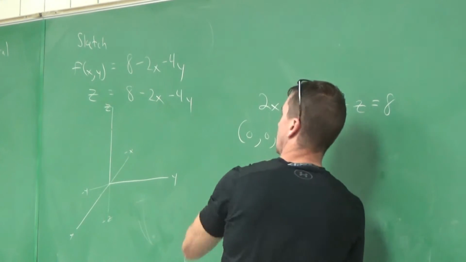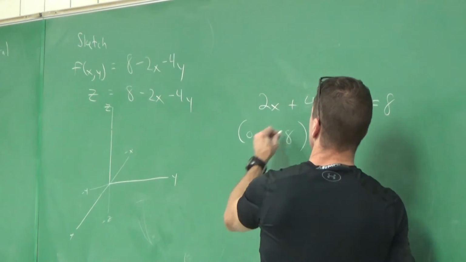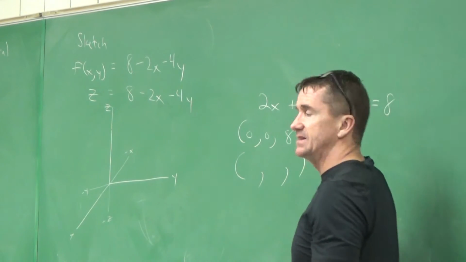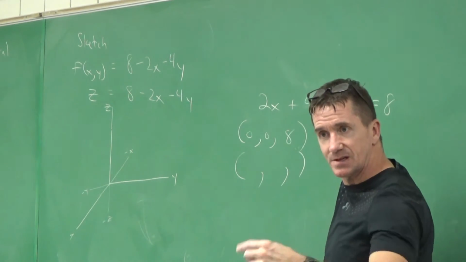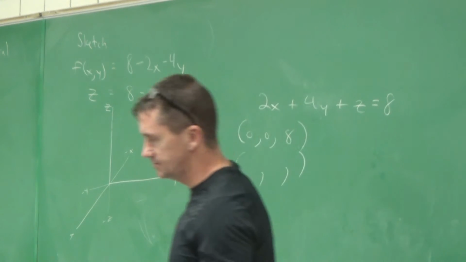So pretend x and y are zeros. What would z have to be in this problem? 8. We need 2 more points. I'm getting the intercepts: the x-intercept, then the y-intercept, then the z-intercept, just like I did with the ellipsoid. So x will be 4.